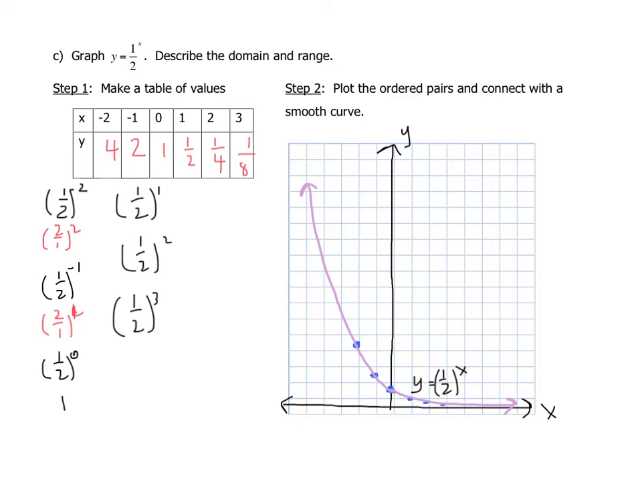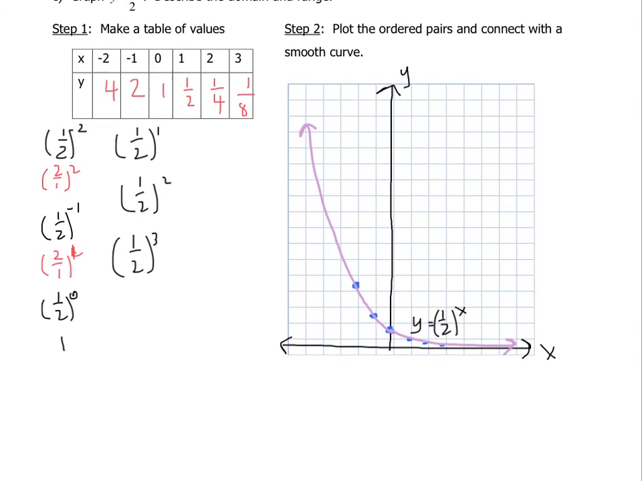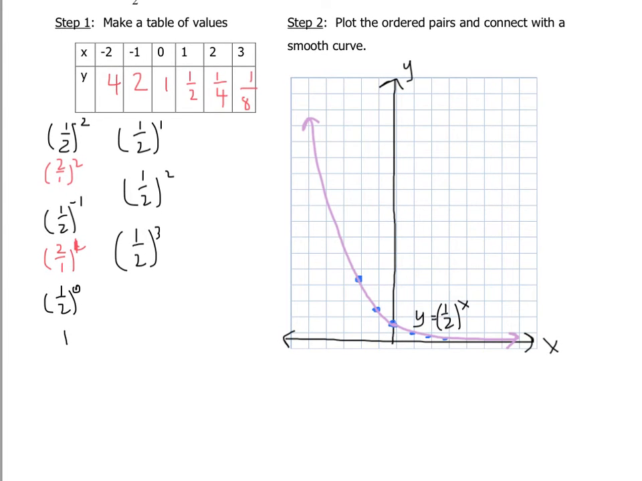I plotted my points and I connected with that smooth curve. And now we have to also describe the domain and range. Again, for the domain, we really can plug in any real number that we want. And for the range, it's going to be that the y values are greater than 0. Again, they're not equal to 0 because we have that flat line portion.